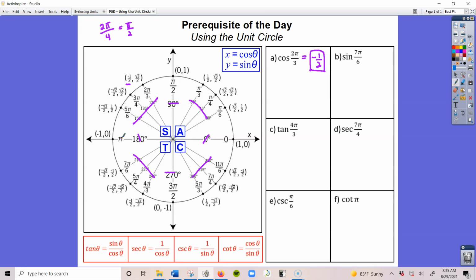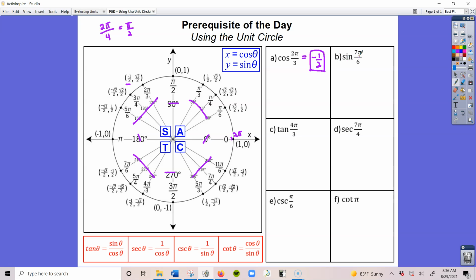If I add another pi over 2, we get 3 pi over 2. And if you add another pi over 2, we get 4 pi over 2, which is 2 pi, and we end up back at where we started, which is at 0. So now let's continue with these examples.